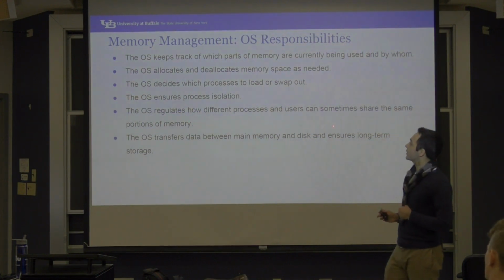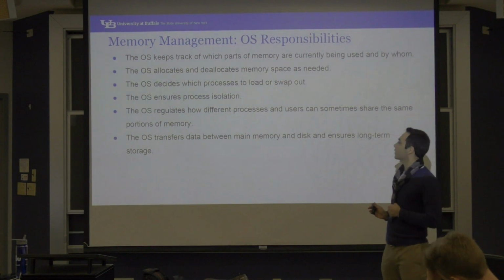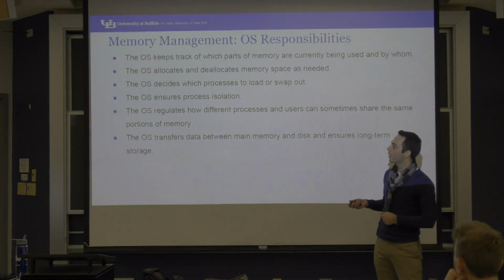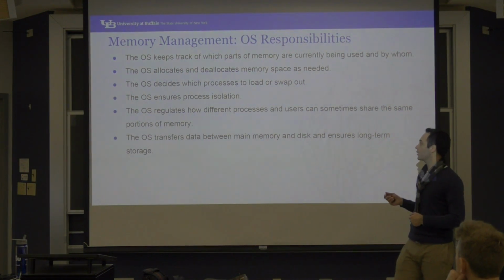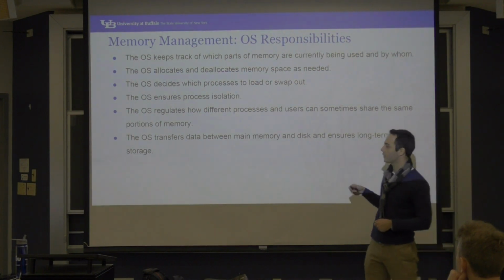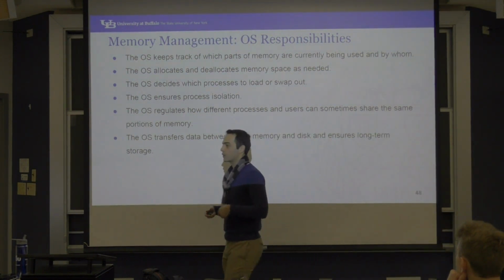OS regulates how different processes and users can sometimes share the same portions of the memory. Those are the shared pieces of code or data. Transfer data between main memory and disk and ensures long-term storage. That's kind of what it says here. Where is that? Swapping, but separately, it's also when you want to save.